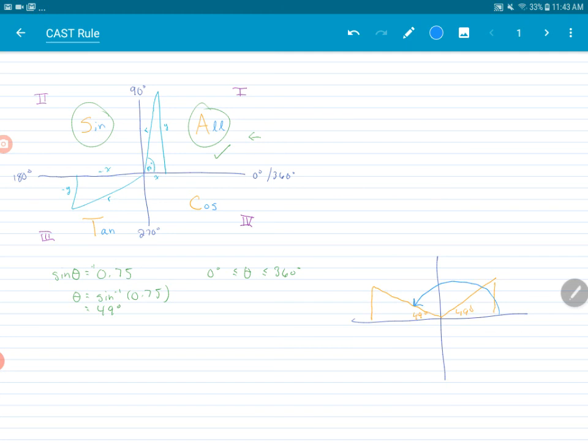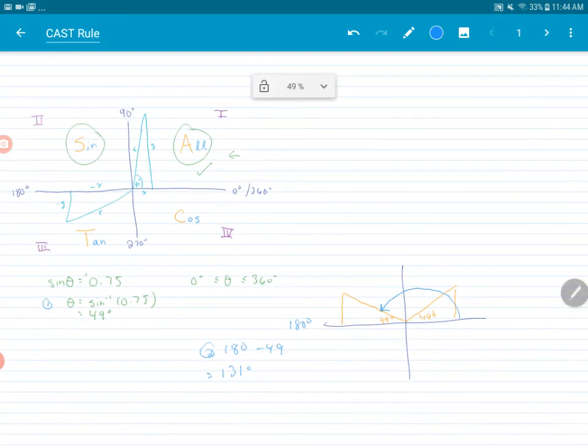So how many degrees is that? Well, it almost got to 180, but not quite. It's 49 degrees short. So to find angle number 2, okay, we can call that angle 1 over here. Angle 2 would be 180 minus 49. Again, you can take your calculator or you can do mental math and you end up with 131 degrees. So your final answer for a question that says, find all the solutions between 0 to 360, is going to be 49 degrees and 131 degrees.